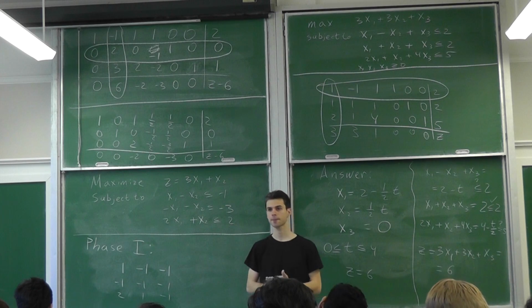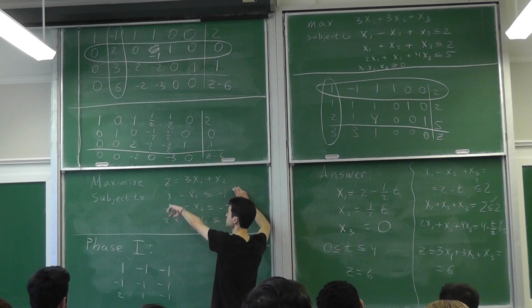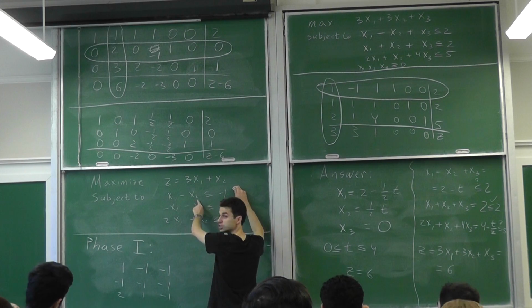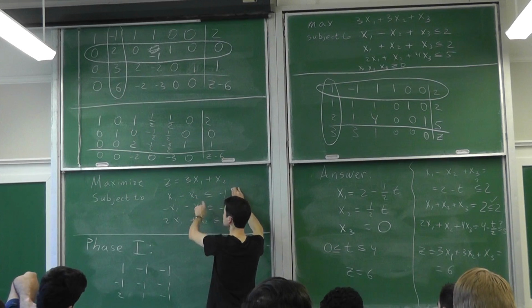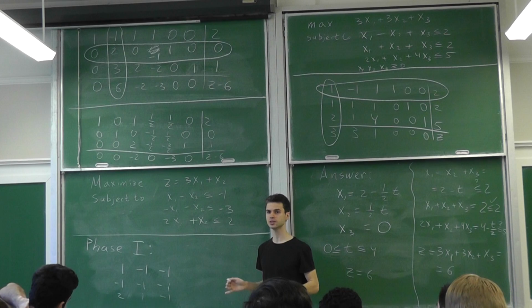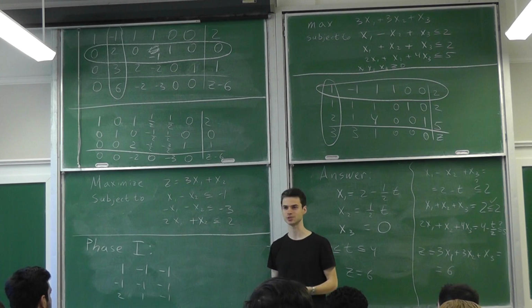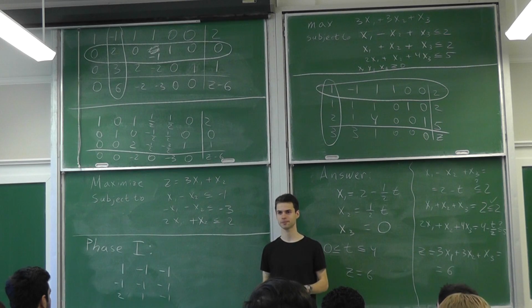Yes. How did you know that you have to use the two-phase? So I looked at these constraints and I see when I try 0, 0, the first constraint is violated. So 0, 0 is not a feasible solution. And I look at this and, well, I don't really see a feasible solution. I don't know where to start.